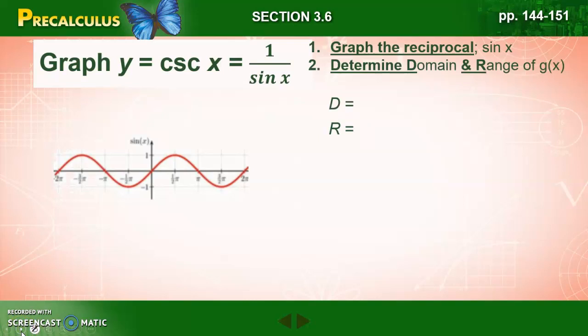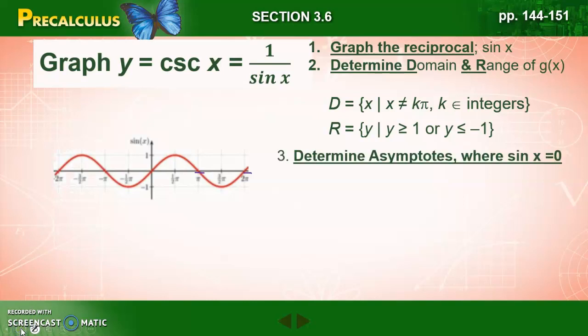Remember, our domain is all real numbers except for where sine of x would equal 0. And we know that sine of x is going to equal 0 at all values of pi times whatever this integer is. So 1 pi, 2 pi, 3 pi, 4 pi. Those are our different places where we have our zeros here. All right, so we know that those will now be vertical asymptotes. Our range, y is going to be greater than or equal to 1 or less than or equal to negative 1. We've determined those asymptotes, and we can draw those vertical lines there, vertical asymptotes.